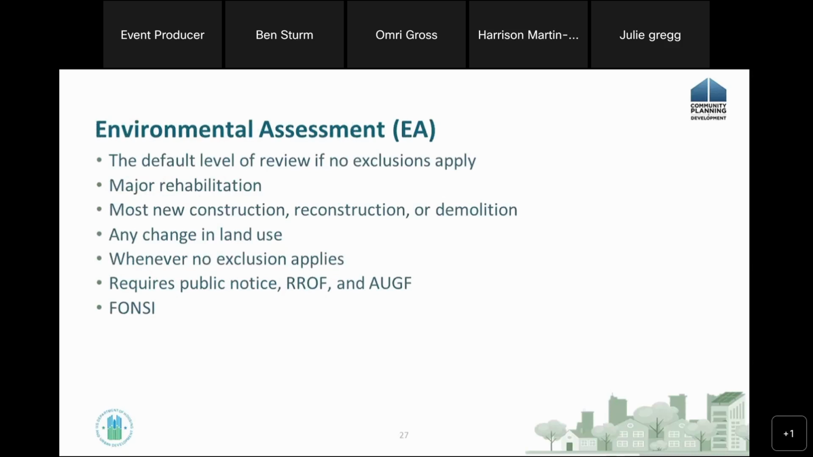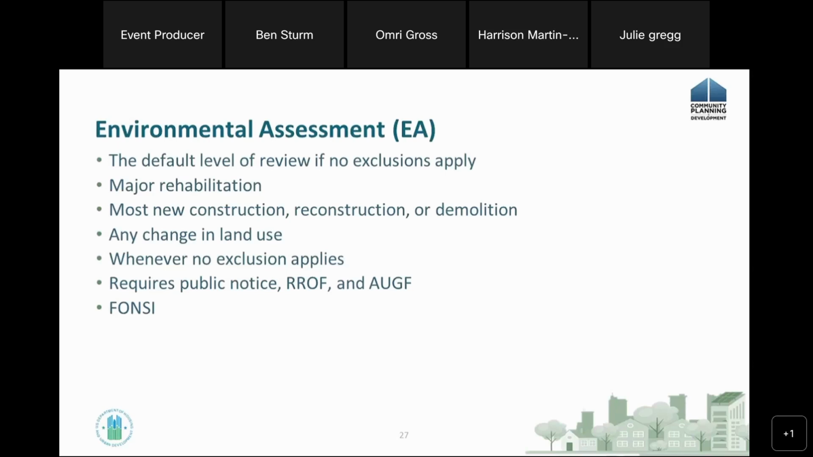Okay, so let's move on to the next level of review, which is the environmental assessment, or EA. Again, this is the default level of review, so if no categorical exclusion applies and the project isn't required to do an environmental impact statement, it is EA by default. Generally, these activities would be new construction, reconstruction, demolition, major rehabilitation, or anything involving a change in land use.